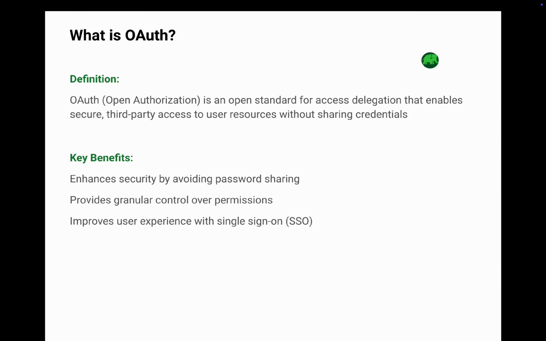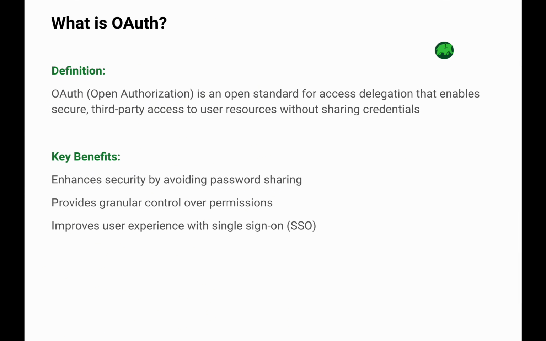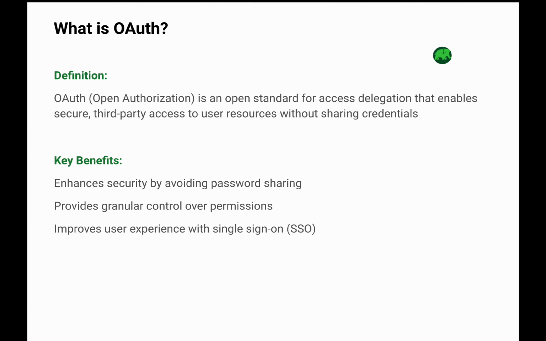OAuth, short for Open Authorization, is an open standard that allows secure third-party access to user resources. What makes OAuth unique is that it enables this access without requiring users to share their login credentials, such as passwords. Think of OAuth as a digital handshake that gives an app permission to access just what it needs, no more, no less.